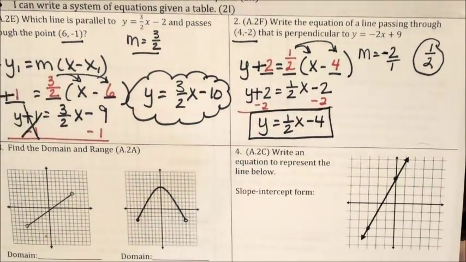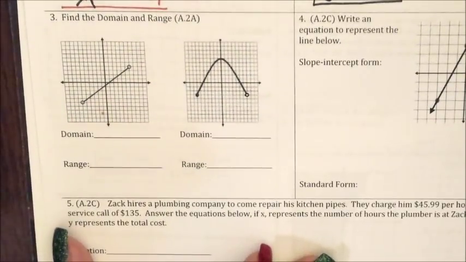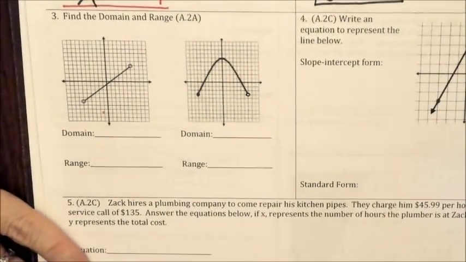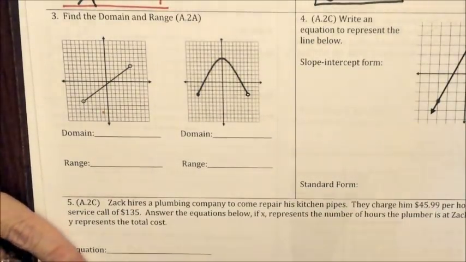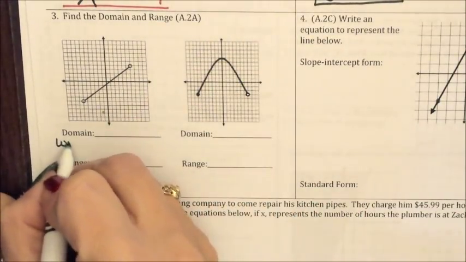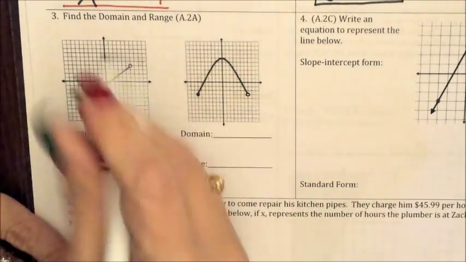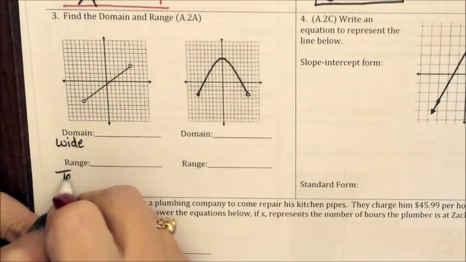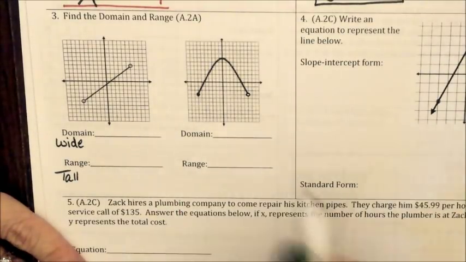All right, so now let's take a look at number 3. Pause the video if you're still working on the other one. Take a second and read that. All right, we're doing domain and range. Domain is how wide is it? That's the x-axis. Range is how tall is it? All right, so let's take a look at this.